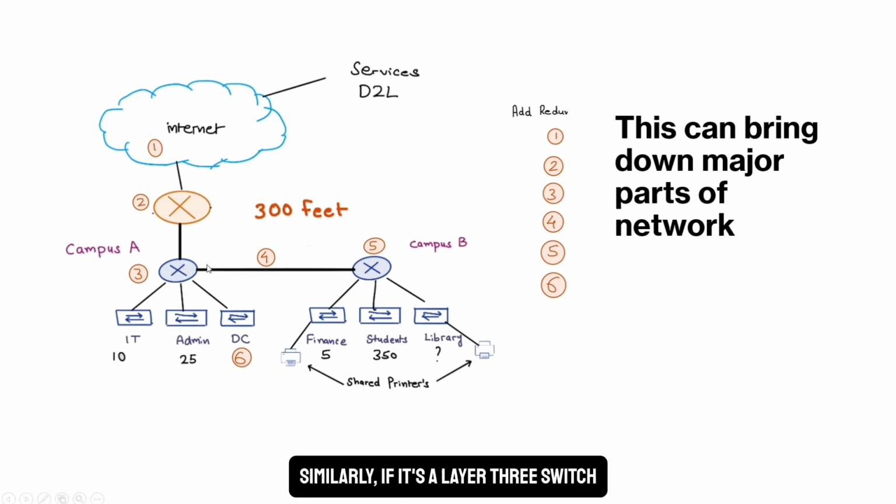Similarly, if it's a layer 3 switch, I need two of them. Are you going to use different technologies to make them act as one? And if I'm picking this particular device, then because I'm plugging in some devices that might need power over Ethernet, you need to consider that part. That's how you pick the devices.